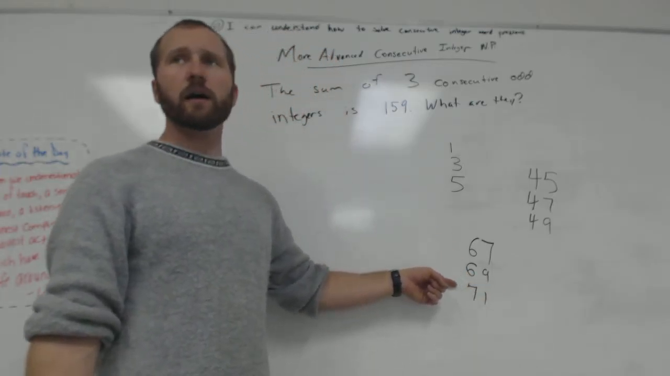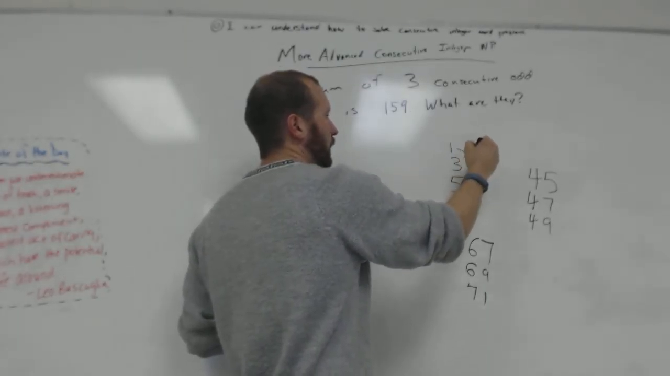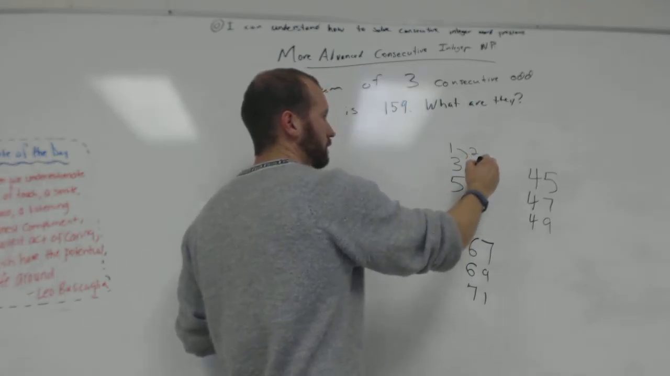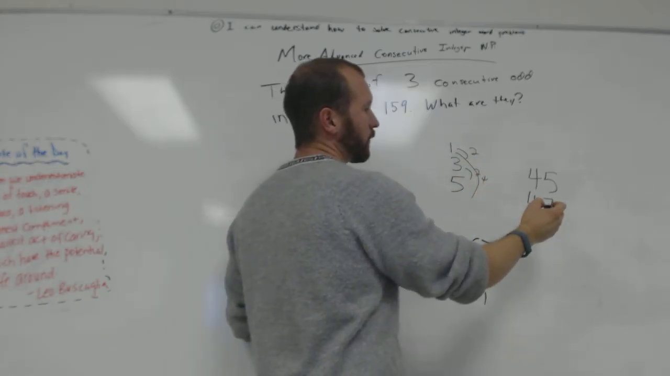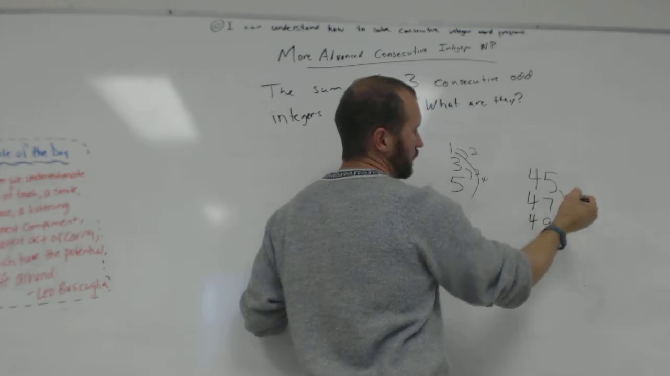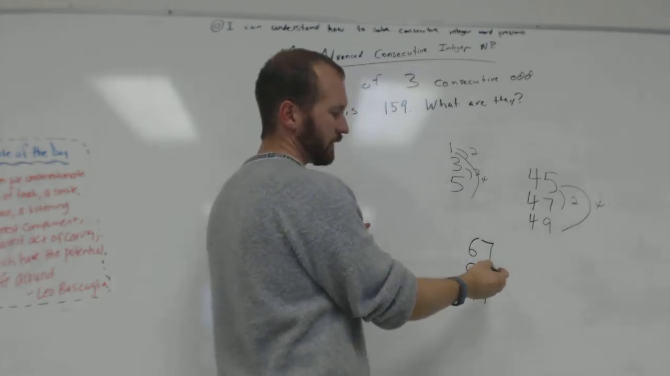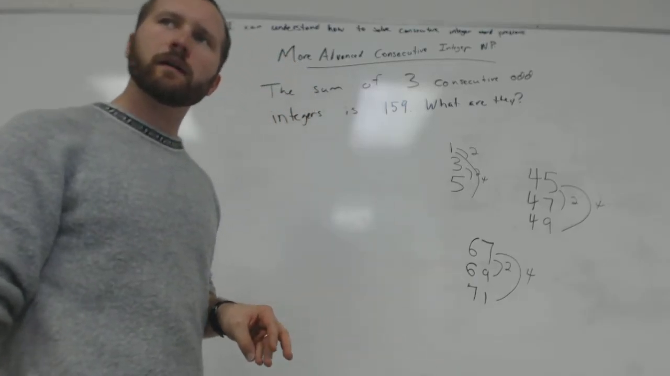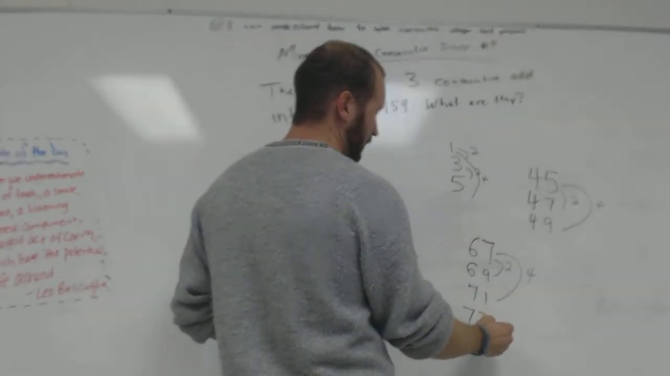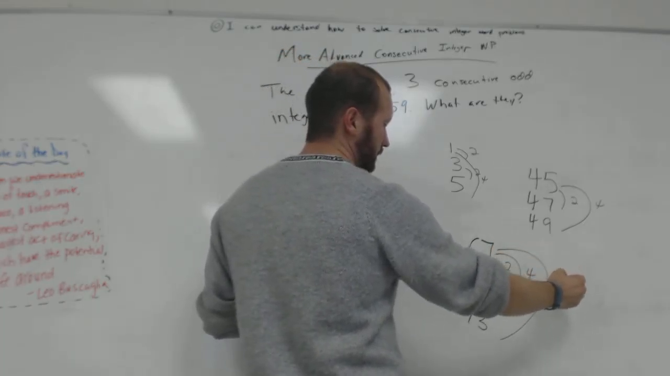So these are consecutive odd numbers. How far apart are 1 and 3? 2. How far apart are 3 and 5? 2. So how far apart are 1 and 5 then? 4. How far apart are 45 and 47? 2. 45 and 49? 4. 67 and 69? 2. 67 and 71? 4. Noticing a pattern? If I added one more integer like 73, how far apart is 67 from 73? 6.